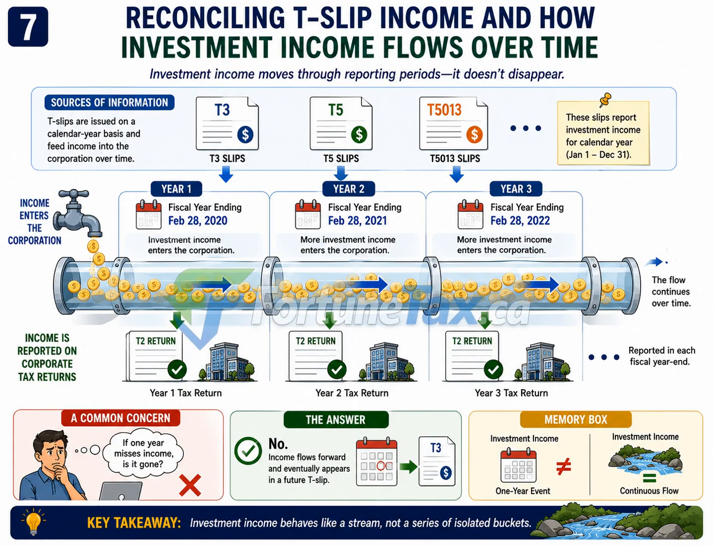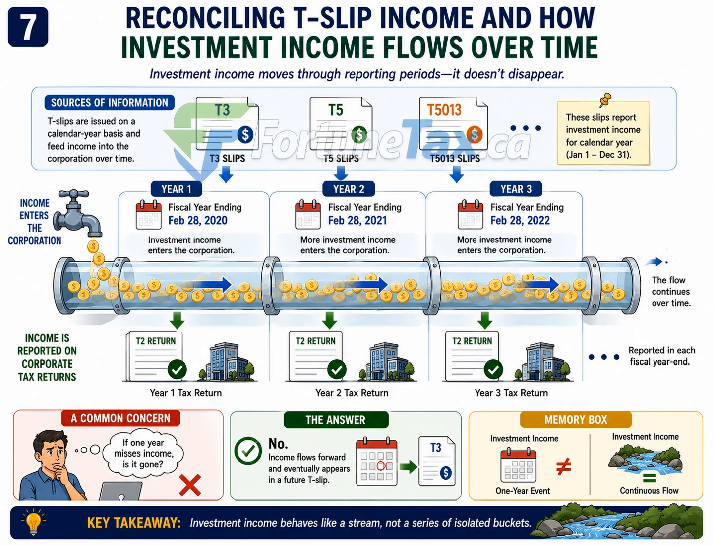Investment income is a continuous flow. T-slips capture portions of that flow. Corporate tax returns report portions of that flow. And when timing differences occur, the income usually moves forward through the system rather than disappearing. Understanding that concept is the foundation of effective reconciliation and one of the most important lessons in this entire topic.